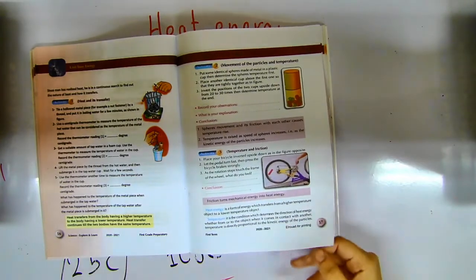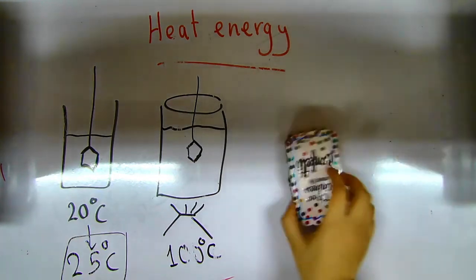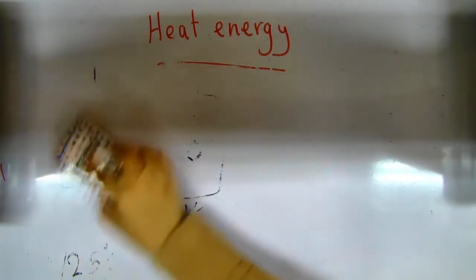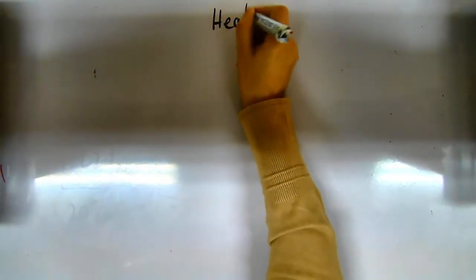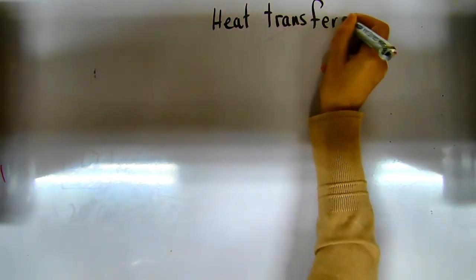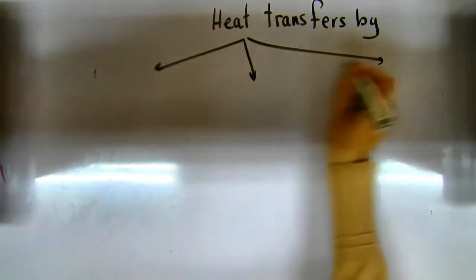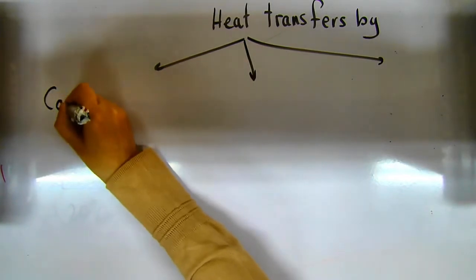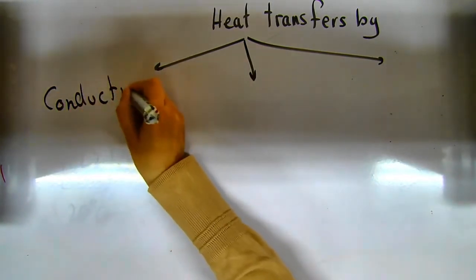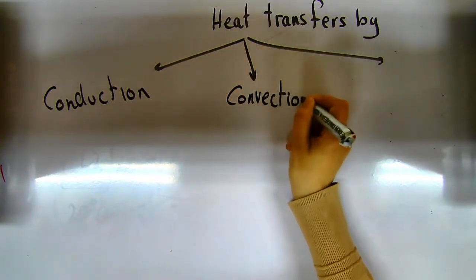Ways of heat transfer. Heat energy transfers by three ways: by conduction, convection, and radiation.